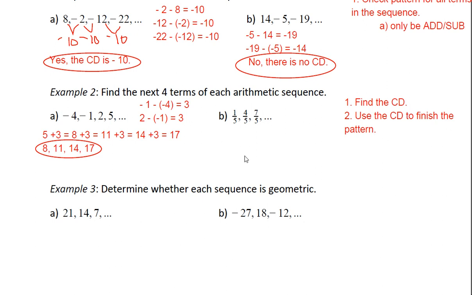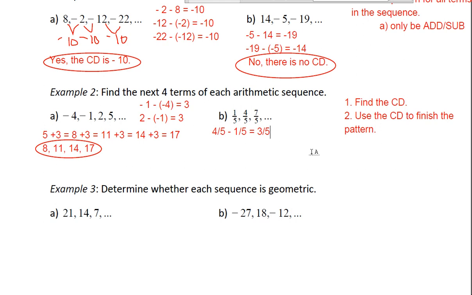Find the next 4 terms of this sequence. So we have to find the common difference. If I look here, I have 1/5 and I'm going to 4/5. So what do I add to 1/5 to get to 4/5? If you're not sure, then let's write it down. Let's take 4/5 minus 1/5. That is equal to 3/5. If I do the same thing with 7/5 and 4/5, 7 minus 4 is 3/5.